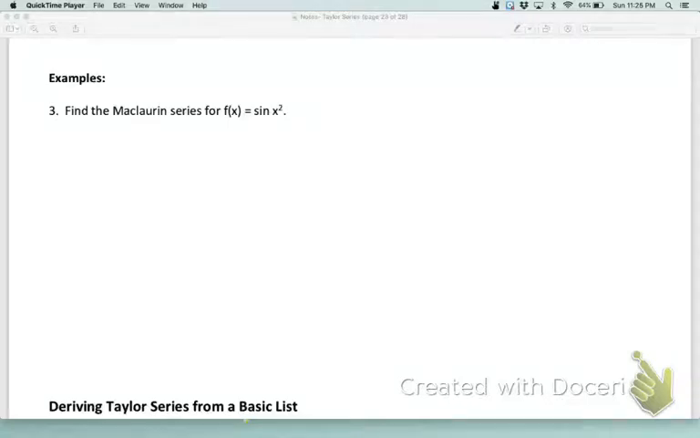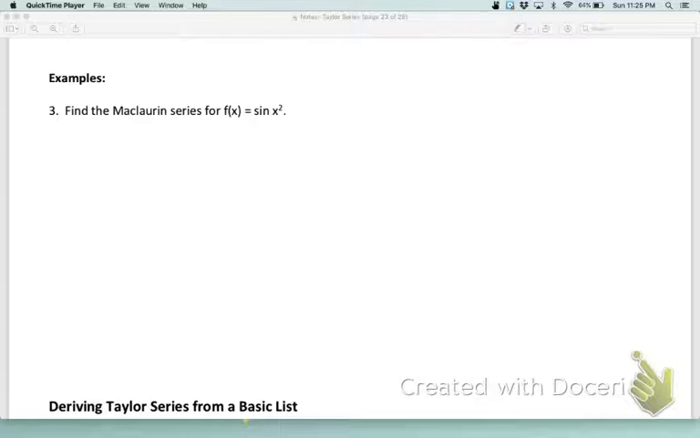Okay, in the previous video, we looked at how to create a Taylor series using the first several terms and coming up with the general pattern. What we're going to look at now is some examples of how we can use a known Taylor series to transform and create a new one. So, for example, we want to find the Maclaurin series for f of x equals the sine of x squared.